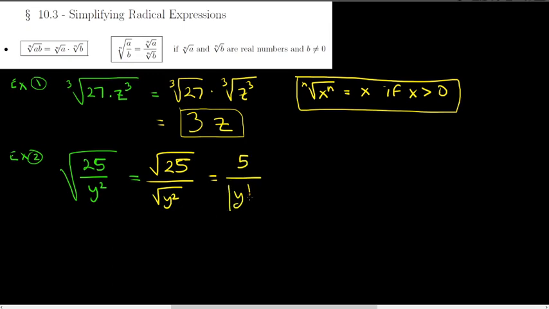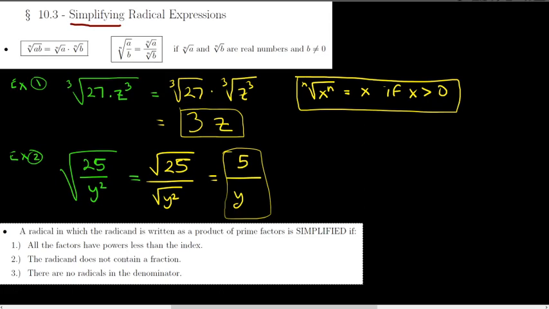Technically, it should be the absolute value of y, because n is even here. However, we're assuming that y is positive. So for that reason, we don't need the absolute value anymore. That was only in section 10.1. So the answer here is just 5 over y. So that's the power of these two rules here. Now we want to get to what does it mean to simplify? What does it mean to simplify a radical expression?